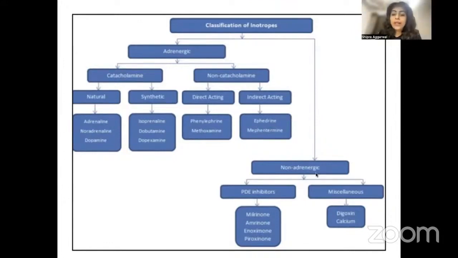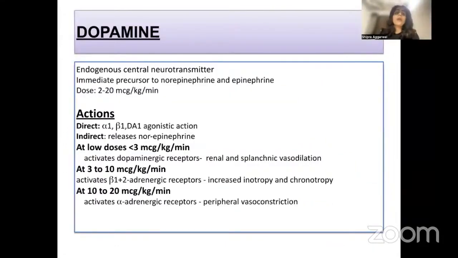The non-adrenergic ones are the phosphodiesterase inhibitors, which act by the inhibition of the phosphodiesterase 3 enzymes, of which an important example is milrinone, and other miscellaneous drugs include digoxin and calcium. Now coming on to the individual agents. Dopamine. So dopamine is an endogenous central neurotransmitter. It is an immediate precursor of norepinephrine and epinephrine.